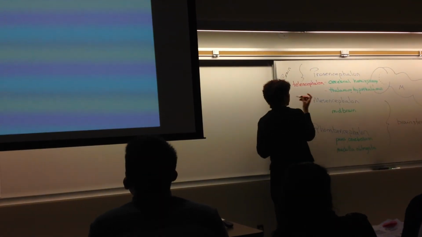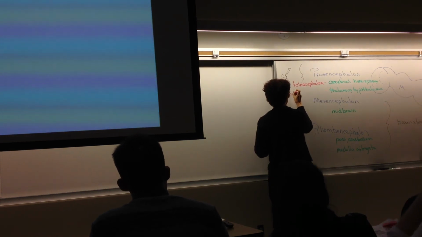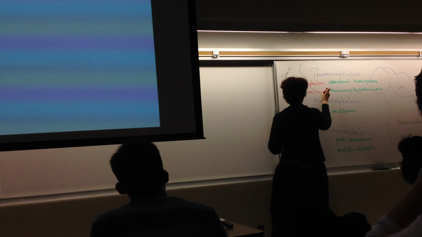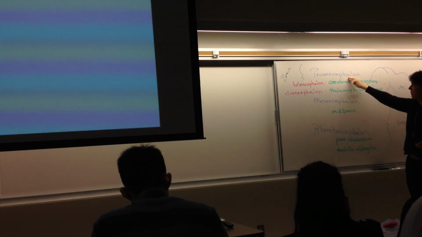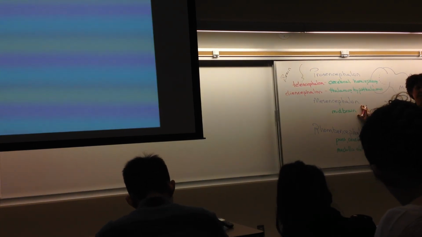The medial portion is overgrown, and we can only see it if we cut the brain in half. It is known as the diencephalon. So those two structures are going to develop from the prosencephalon. The mesencephalon, as I indicated, doesn't change. So that never develops into anything else except the midbrain.